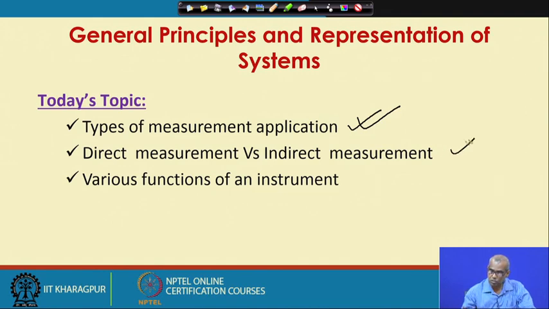Next, we will talk about direct measurement versus indirect measurement, and we will be talking about various functions of an instrument. The primary job of an instrument is to measure a process variable, but while doing so, it serves several functions. So, we will try to list those different functions for an instrument.